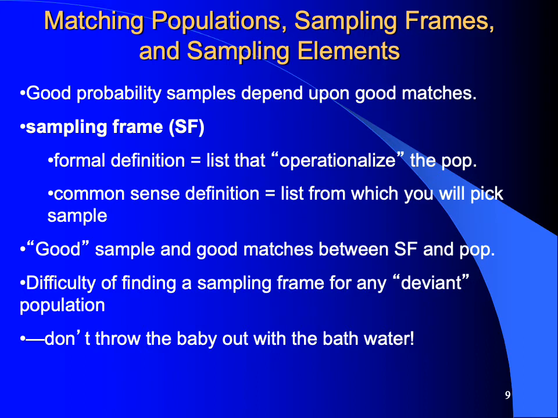Okay. It is difficult to find a sampling frame for any sort of deviant population when you have deviant research questions, but don't throw the baby out with the bathwater. So, for example, I said we're trying to measure how many people are victimized by crimes. Those people aren't necessarily deviant, but it's difficult to find a sampling frame in certain instances when you think about crime. I'll give you some examples in a later slide. Many crime studies don't have a very good sampling frame, but don't throw the baby out with the bathwater.